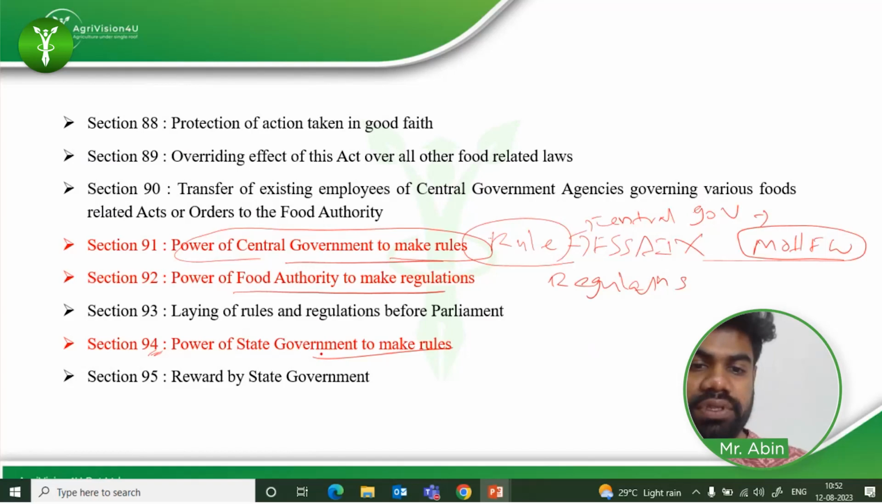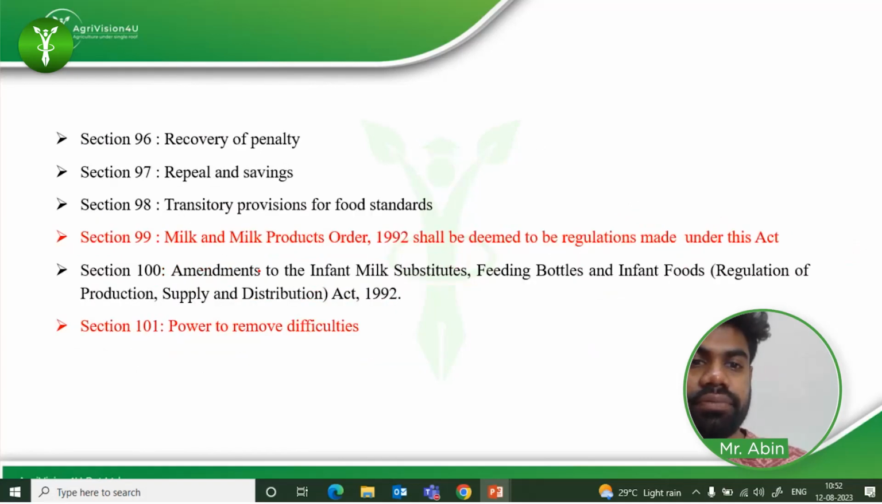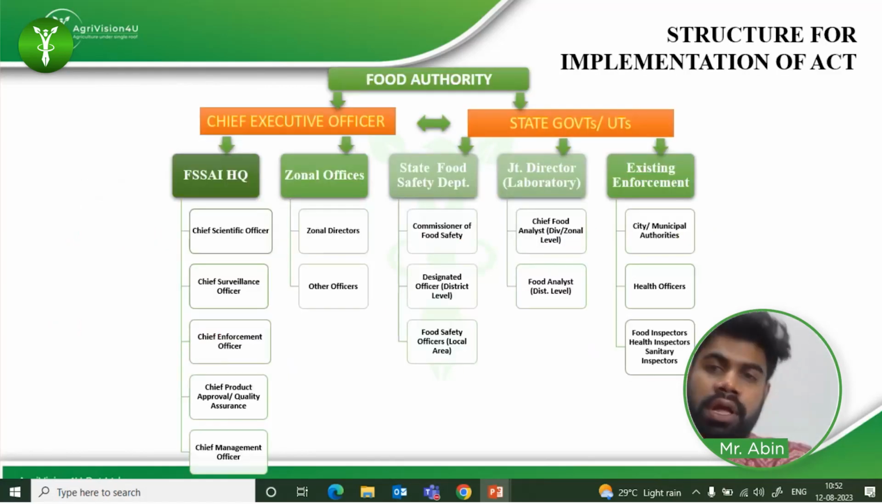Section 94. This won't be applicable throughout; it will be applicable for the particular states. 99, milk and milk product order shall be deemed to be regulations made under this Act. 101, power to remove difficulties.